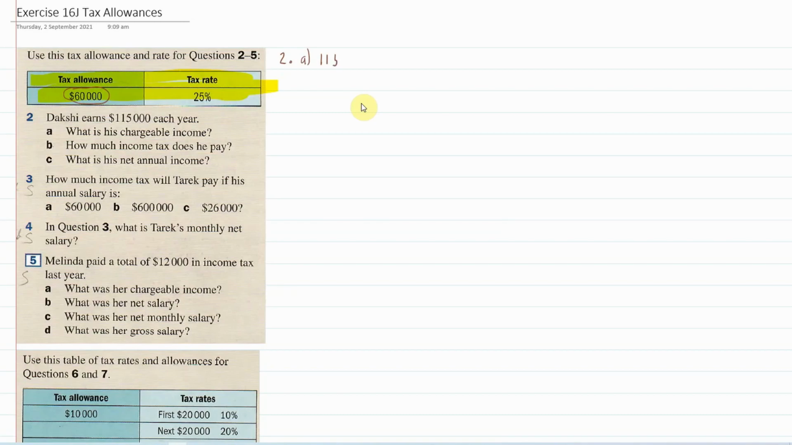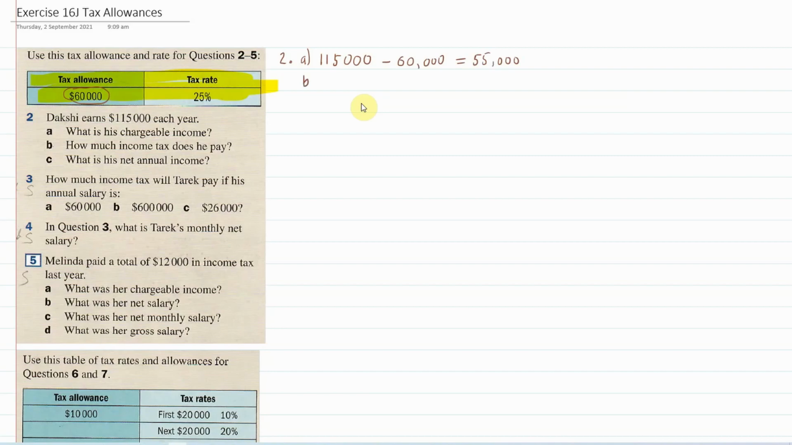We take the total income that Darkshi earns, which is $115,000. Then we subtract the $60,000 from that, and I think that gives us $55,000. That's right, isn't it? Yeah, $55,000. Okay, so that's now the chargeable income. That means he can pay tax on $55,000.